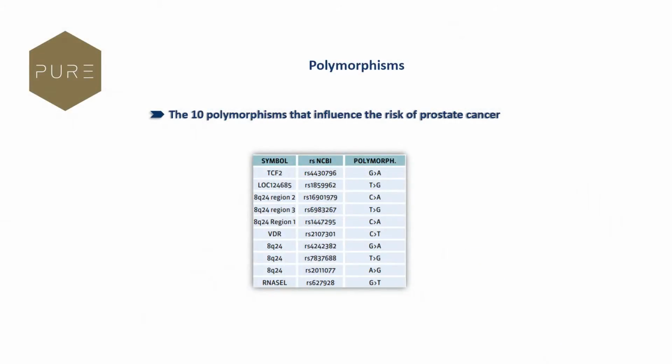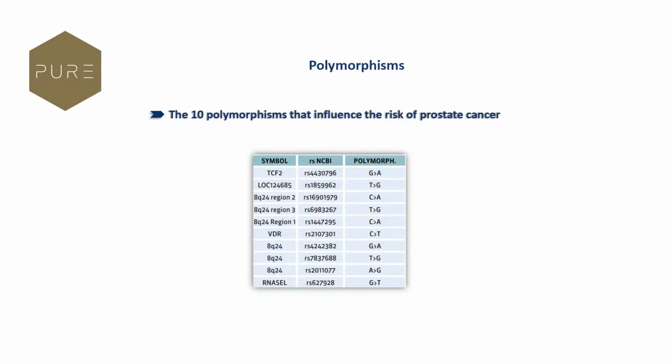Now, prostate cancer and prostate hyperplasia are influenced by 10 different genetic variations. And each one of these genetic variations can either increase the risk or not increase the risk. And by looking at all of these together, we can create a risk profile of a person. And these are the genetic variations that we test.